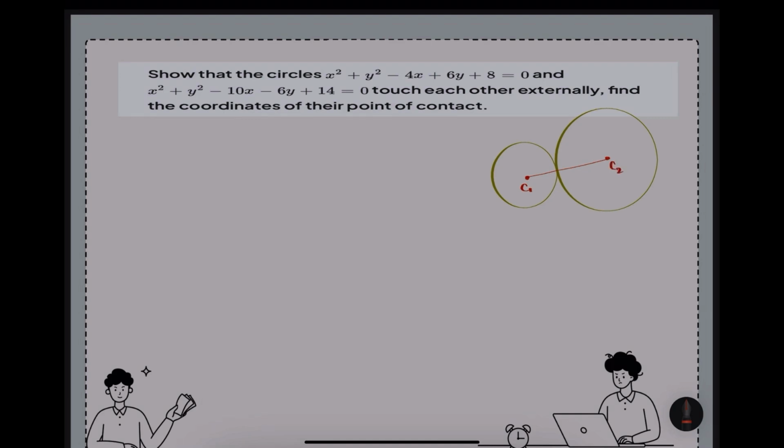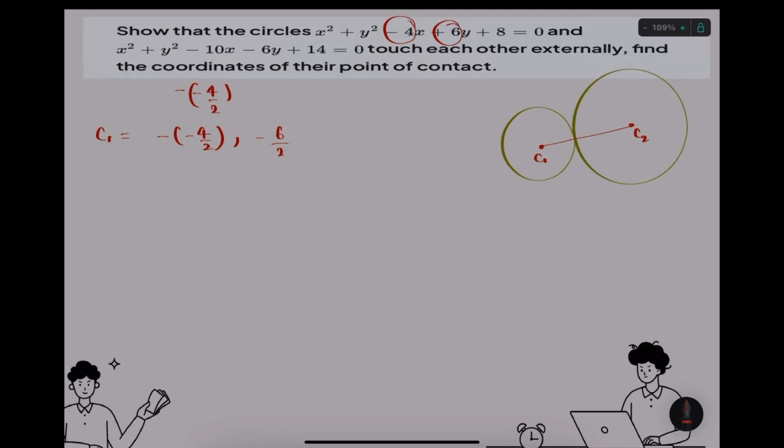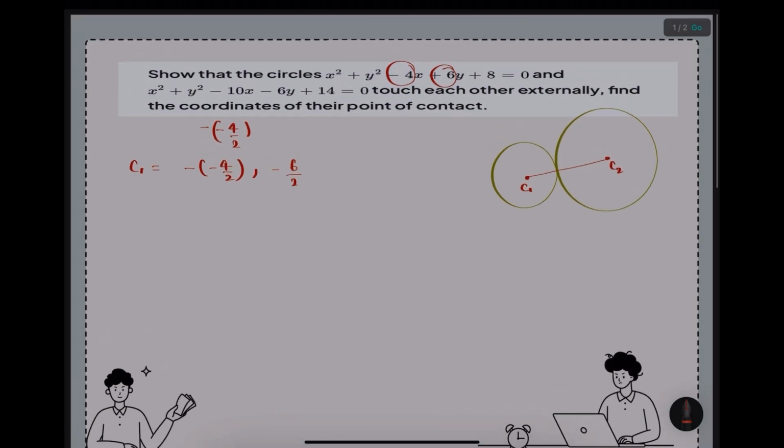So can you find out the center of the first circle? For the center we divide the coefficient of x by 2. Okay, I'll go with C1 and then multiply by minus. I'll write it here: minus of minus 4 by 2, comma, divide the coefficient of y by 2 and multiply by minus. So what will we have? We will have 2 comma minus 3. So this is the center of the first circle.